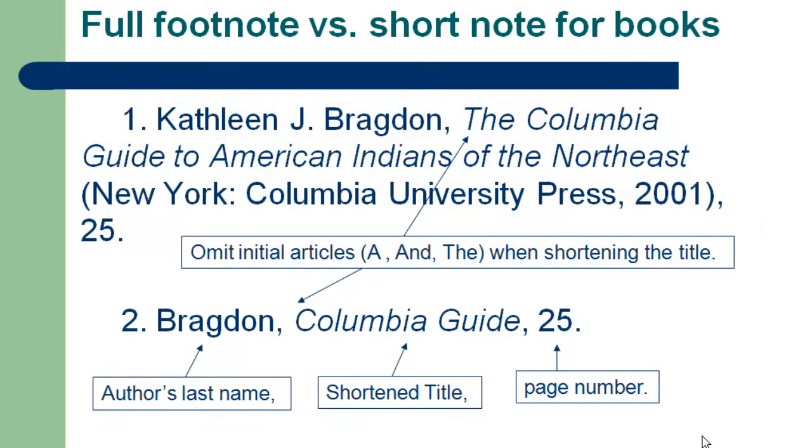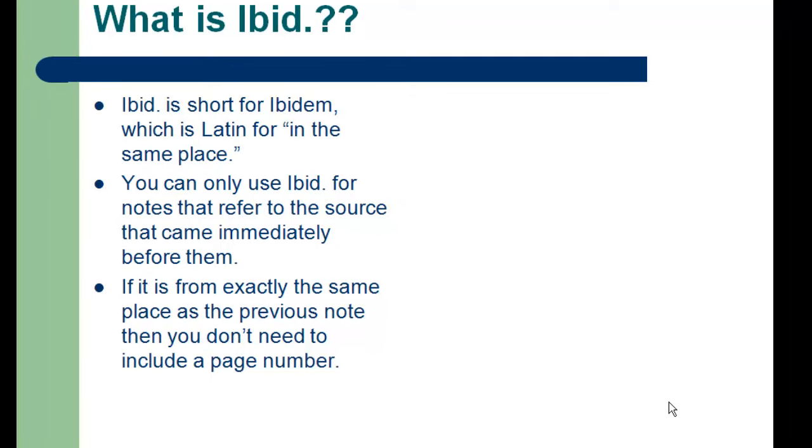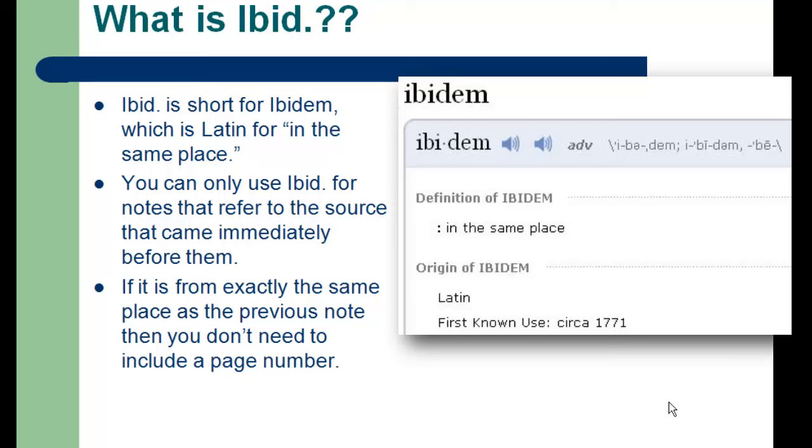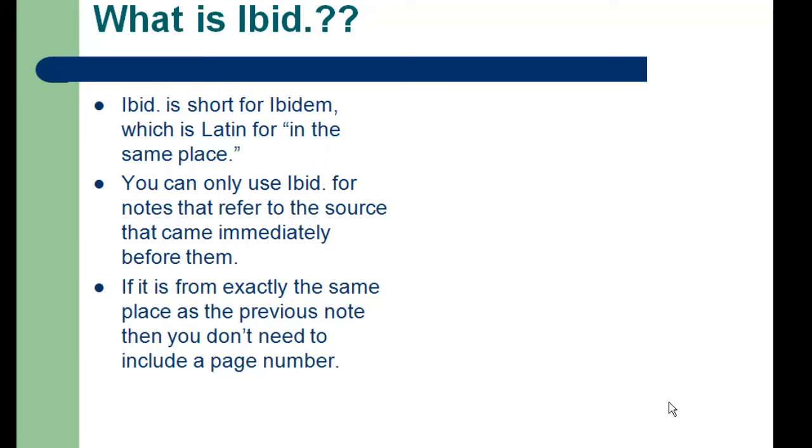Short notes have this other thing that comes with them, the ibid. So what is an ibid? Ibid is a Latin word meaning in the same place. It's from the larger word ibidem. And you can only use ibid when what you are doing is referring to the source that came immediately before. So if I want to include a footnote and use the word ibid, the ibid is going to point to my immediately preceding note. And if it is exactly from the same place, like even the same page, then all you need is that word ibid.